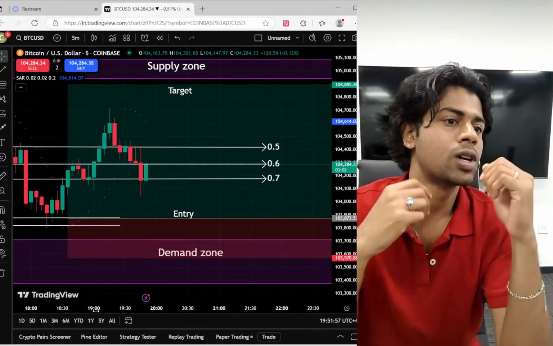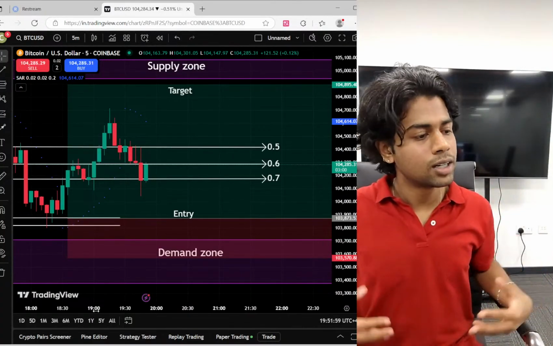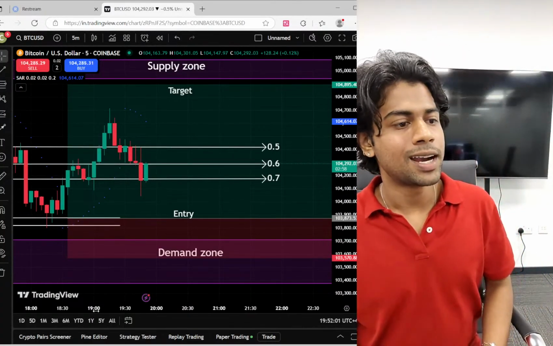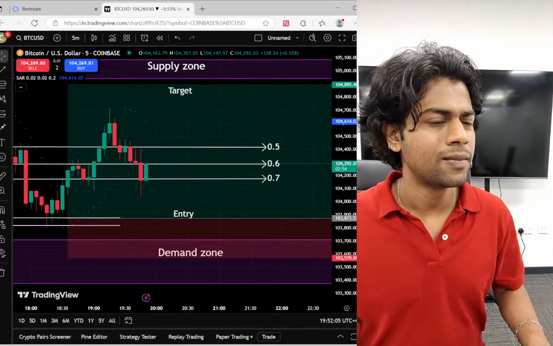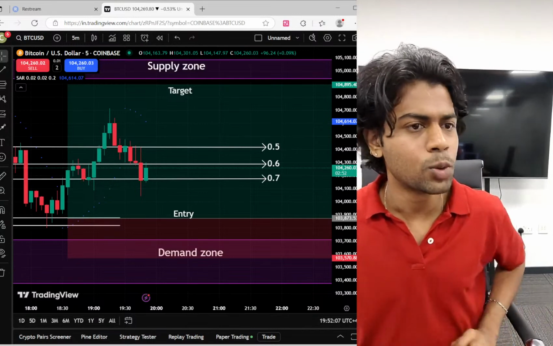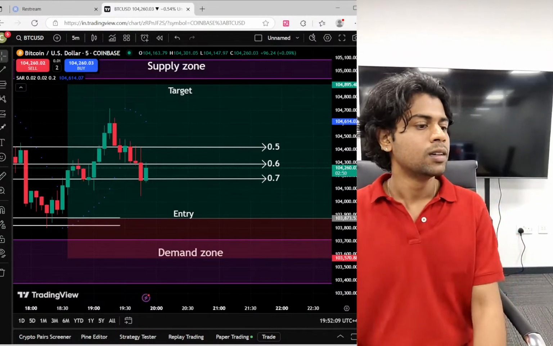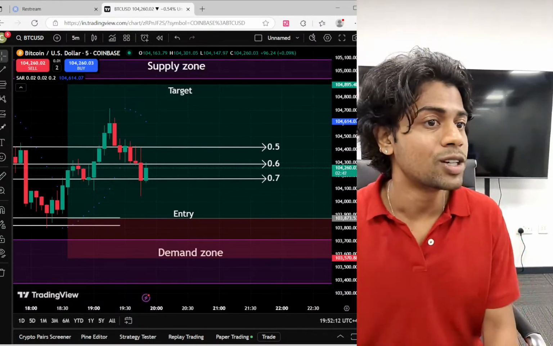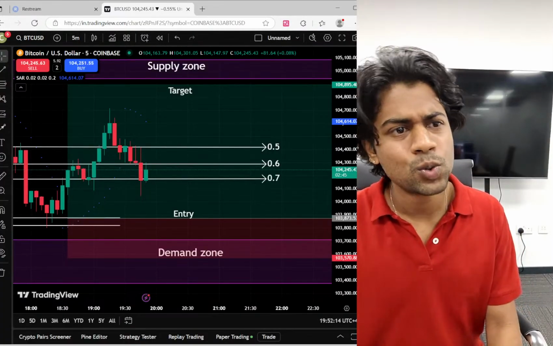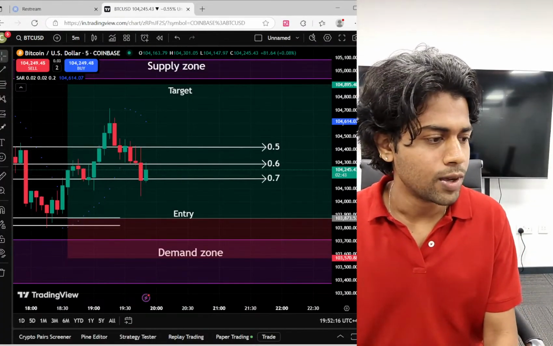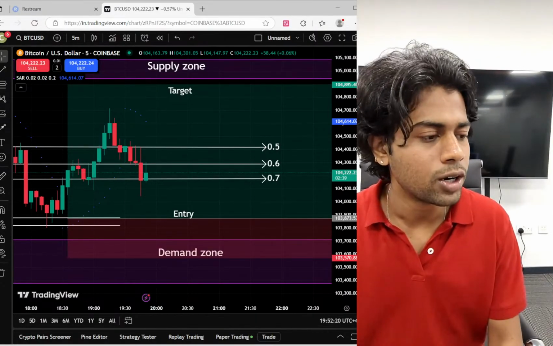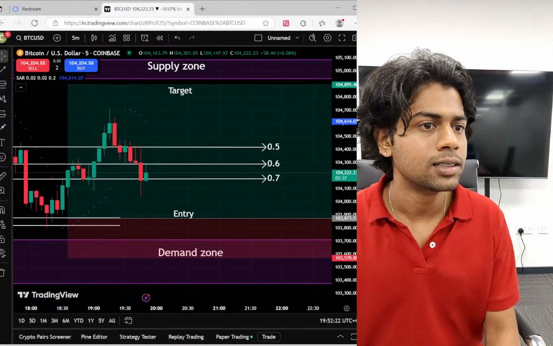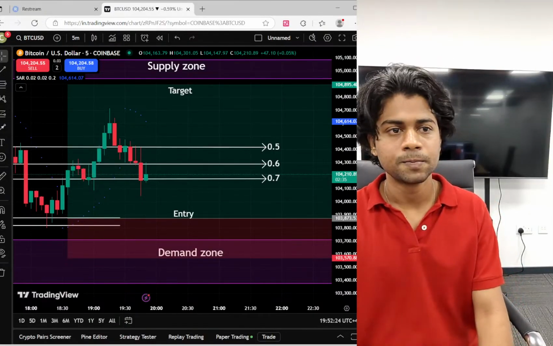Try to keep your chart clean. The cleaner your chart is, the more you can understand about the market. And always have these fib ratios with you: 0.7, 0.6, 0.5. These are called the golden ratios for the market, which will tell you when the market can take a retracement, where the majority of pullback happens in the market.